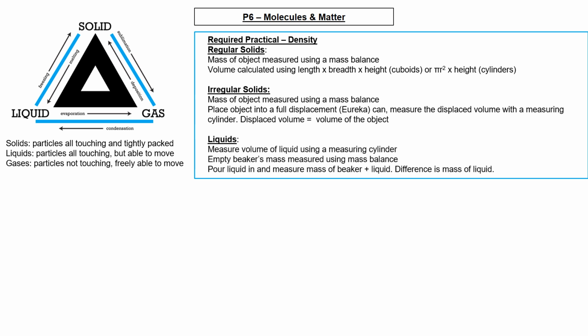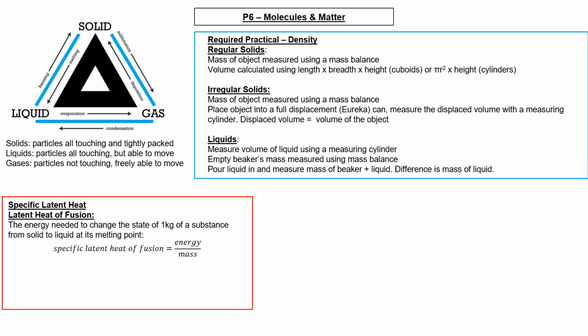Liquids, you measure the volume of the liquid using a measuring cylinder. Again, this is similar to the specific heat capacity one, where you have an empty beaker, you measure the mass using a mass balance, you pour the liquid in, measure the mass of the beaker and the liquid. The difference is the mass of the liquid. One thing we're missing from here is the equation. Density is equal to mass over volume.